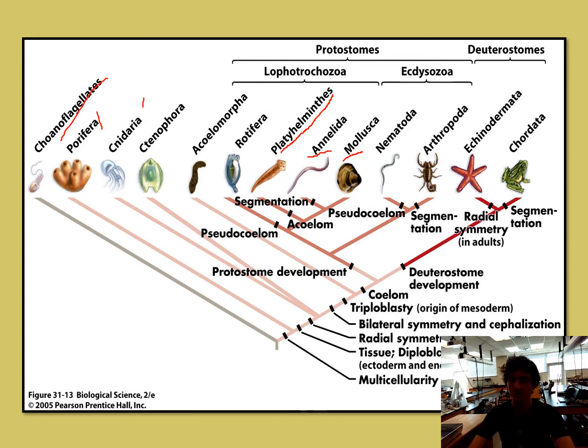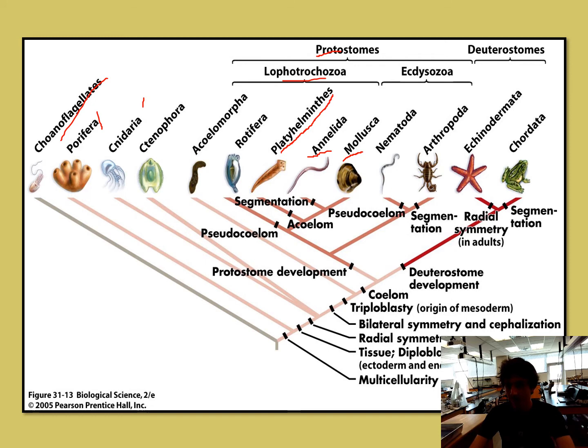So both these groups are protostomes, so the first opening in that developing bundle of cells is the mouth, and then they're also considered lophotrochozoans. So at some point in their development, generally very early on, during their larval stages, they'll have this ciliated band which draws food closer to its mouth. So both of these groups, the phylum Annelida and the phylum Mollusca, fall under these two categories of being a protostome and a lophotrochozoan.